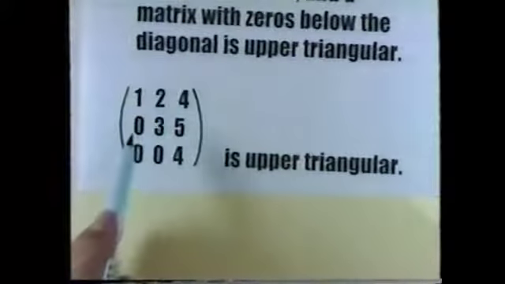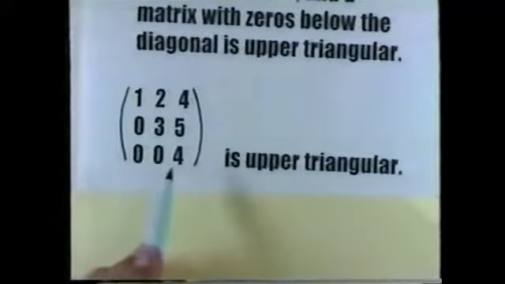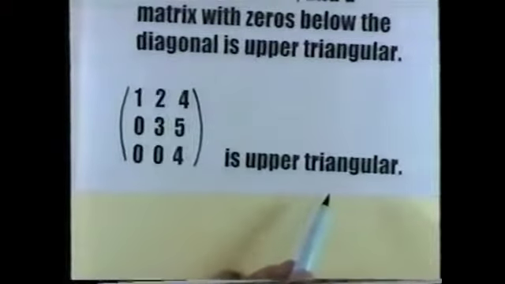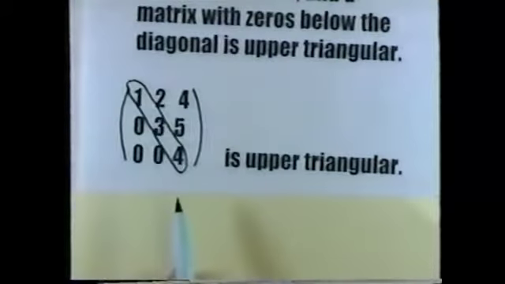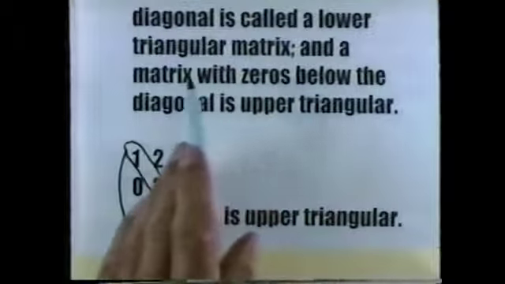The matrix 1, 2, 4, 0, 3, 5, 0, 0, 4 is upper triangular. If you locate the diagonal, all the entries below the diagonal are zeros. So a matrix with zeros below the diagonal is upper triangular. So this is an upper triangular matrix.